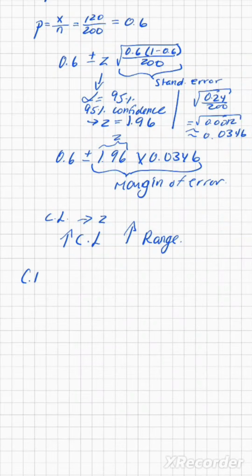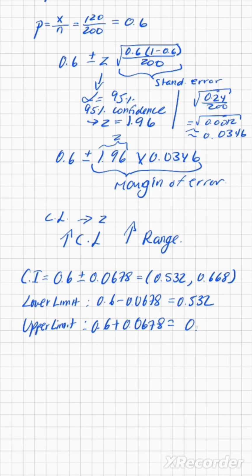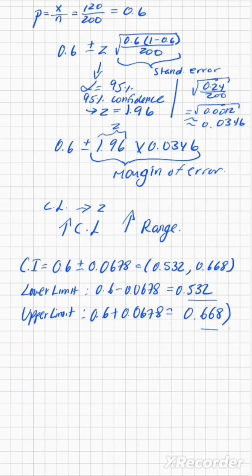Now let's just finish this. The confidence interval is 0.6 plus or minus 0.0678. The lower limit is 0.532. The upper limit is 0.668. The lower limit is just 0.6 minus 0.0678. The upper limit is just 0.6 plus 0.0678, which is 0.668. Now just notice I actually round off my answers.